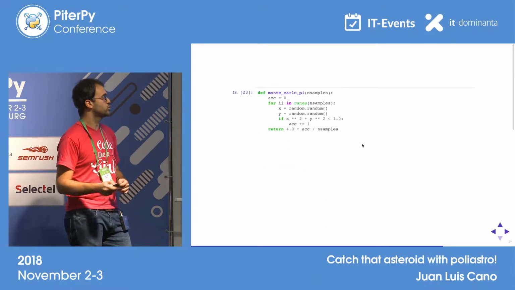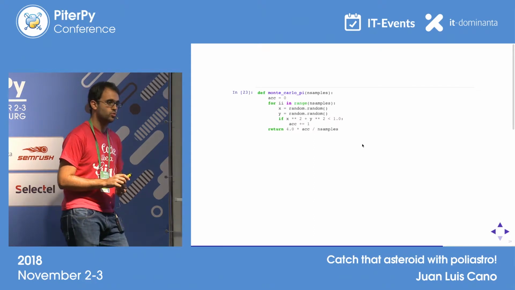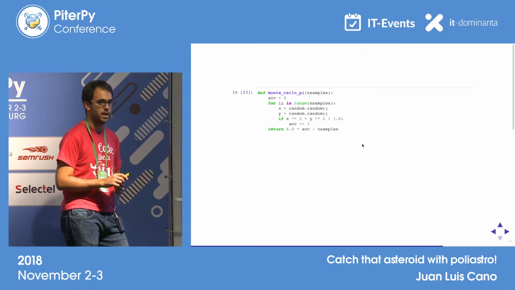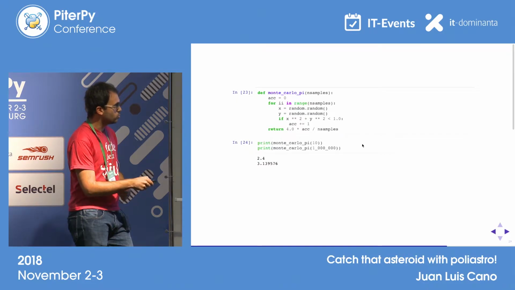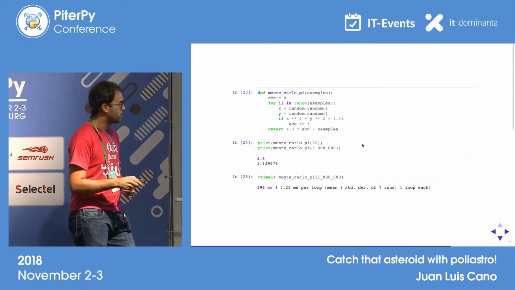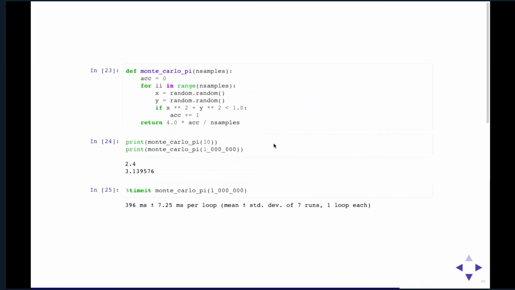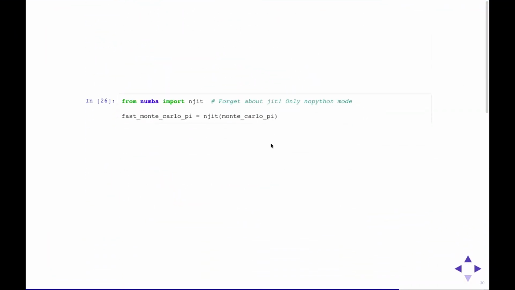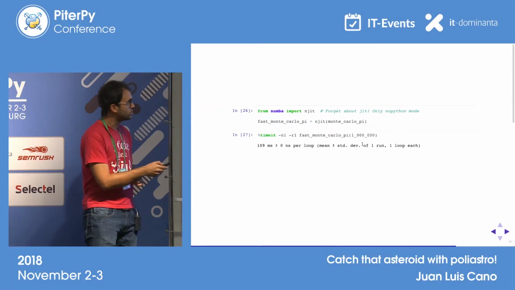So here's an example of how to use it. You have this function to do some Monte Carlo sampling to find the digits of pi. This is a very typical example of Monte Carlo. And if you run this with Python with 1 million samples, for example, it's going to take about 0.4 seconds, more or less. So if you can take this code and just use this jit function on it, then you call the function again.